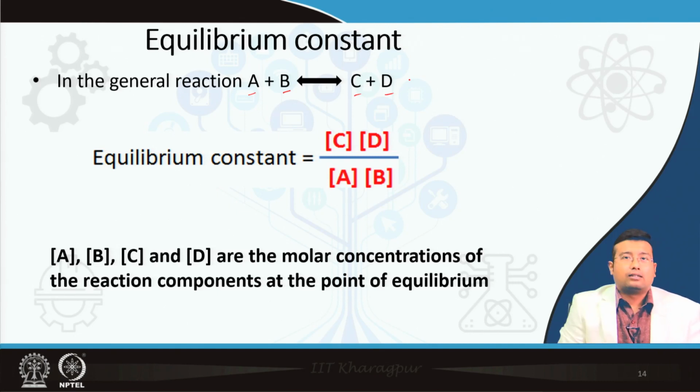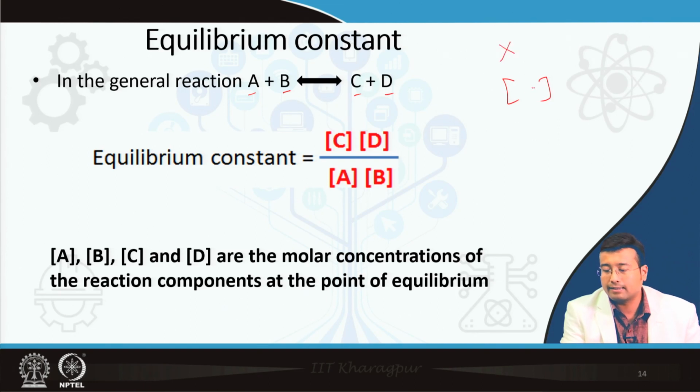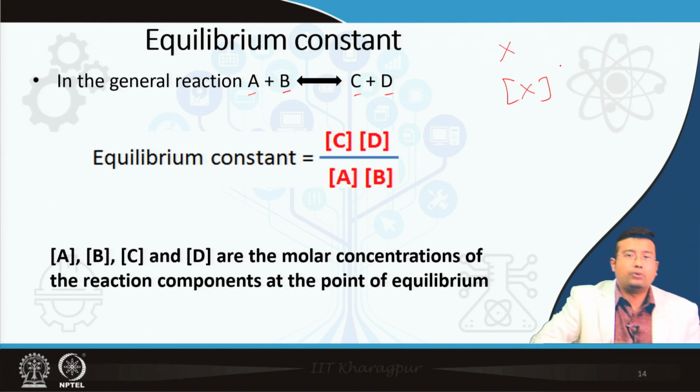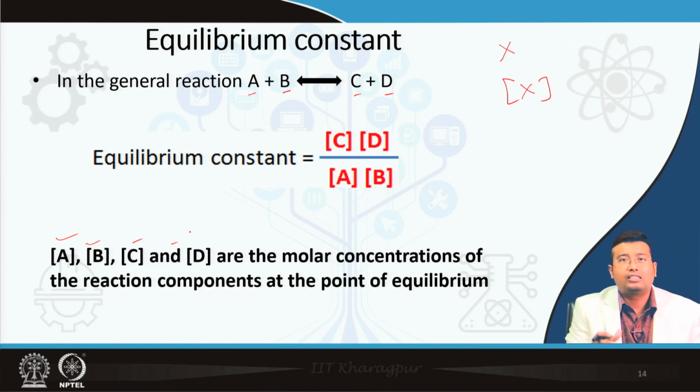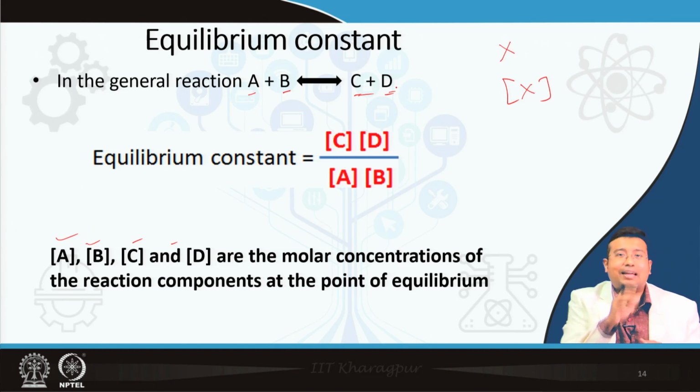The concentration of any reactant or product is denoted by a square bracket. If I write X in square brackets, it means the concentration, or amount per unit volume, of X. So, considering the concentration of the reactants and products, the equilibrium constant is denoted by this formula. The product of the concentrations of the products, and by product I mean multiplication, and the reactants and products, okay.